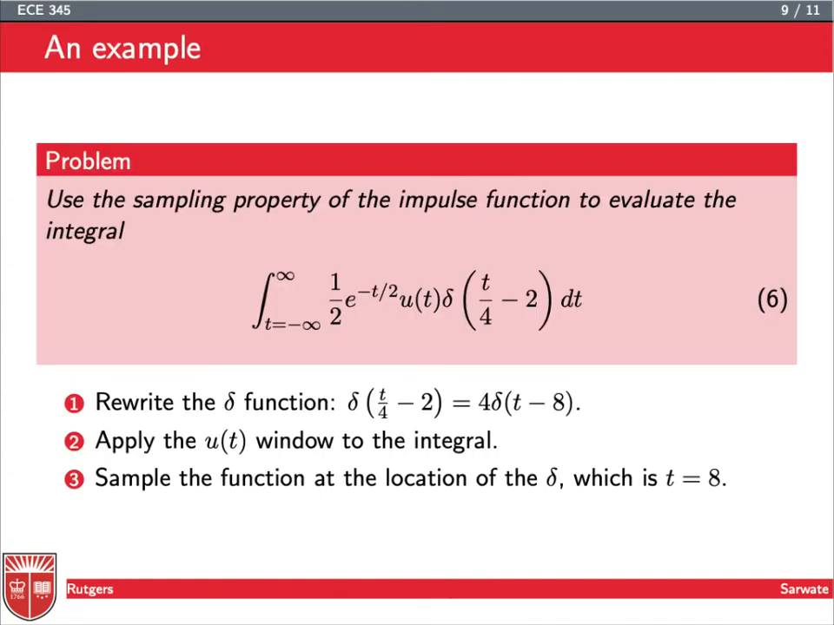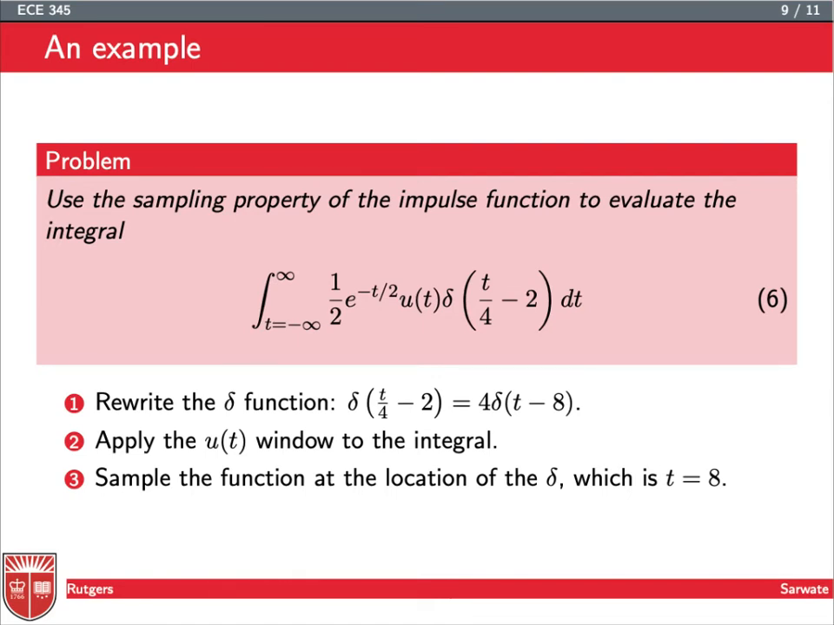So here's an example. Let's use the sampling property of the impulse function to evaluate the integral of 1/2 e to the minus t over 2 u of t, basically the same function we were looking at before, except now it's multiplied by u of t, times delta of t over 4 minus 2. So we have both a scaling and a shift in our delta function. The first step is we don't want to have this t over 4 business lying around. It's really annoying to deal with. We want to know where the delta function is, and in this case it's at 8. When t is equal to 8, the thing inside the delta is equal to 0. So that's where the spike is, that's where the impulse is.